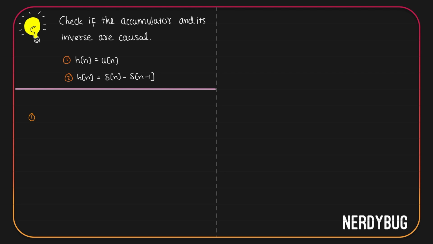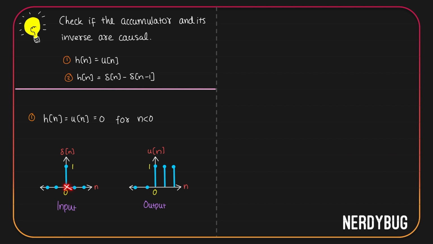Let's take the first one. h of n is u of n, but we know u of n is equal to 0 for all n less than 0. Isn't this the condition for a system to be causal? The input delta of n is at 0, the output is at 0, 1, 2, etc., but nowhere on the negative side. Therefore, we can conclude an accumulator is causal.